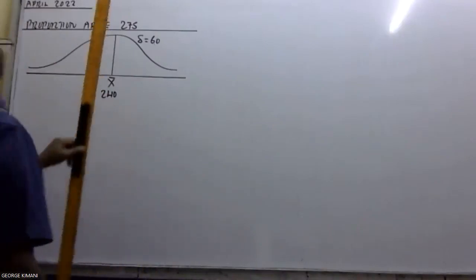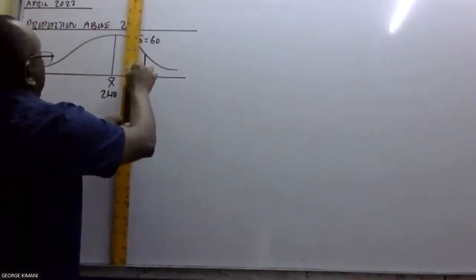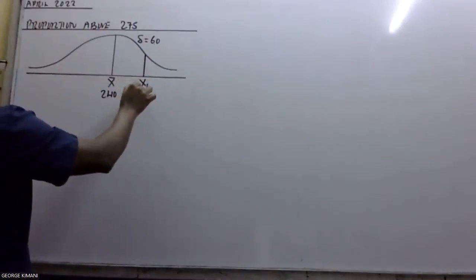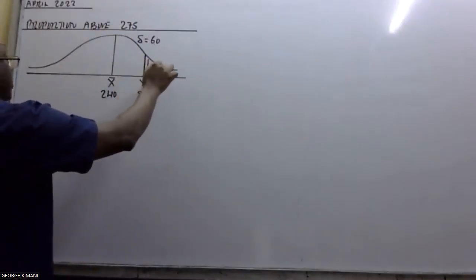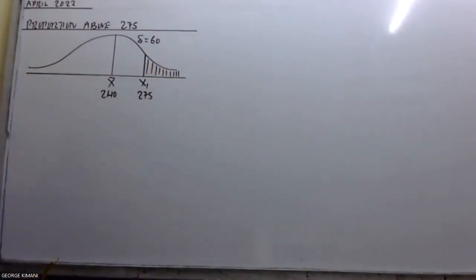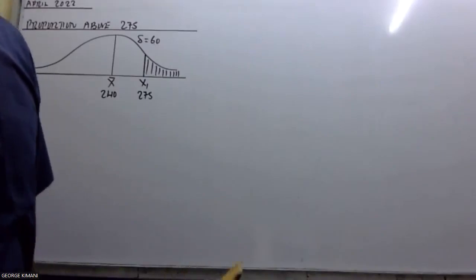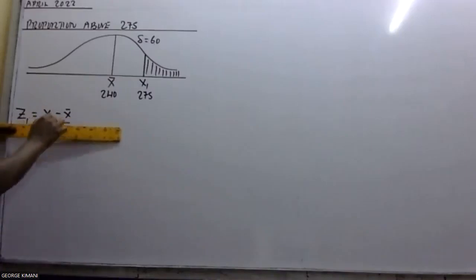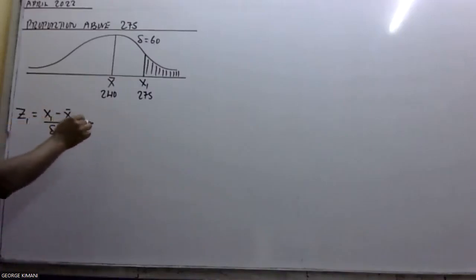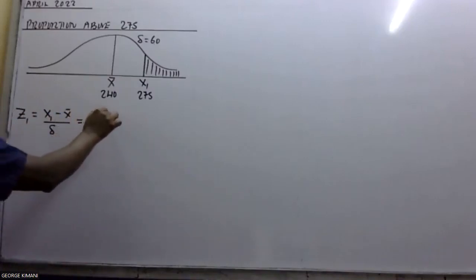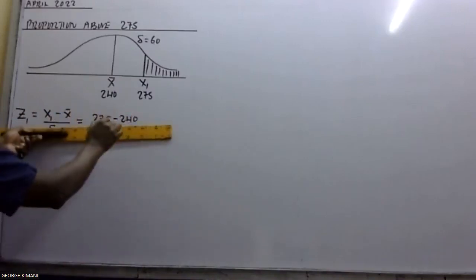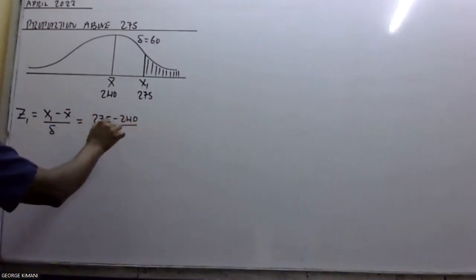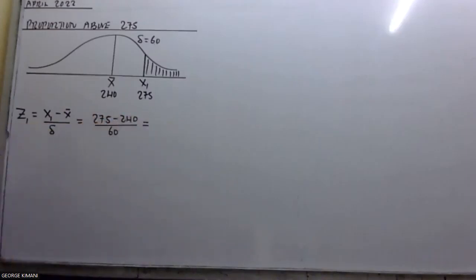So when they're asking above 275, that must be somewhere here. X1 is 275, so we are looking for this. So Z1 will be x1 minus x bar, you divide by standard deviation. So this will be 275 minus 240, you divide by 60. Give me the answer to that.